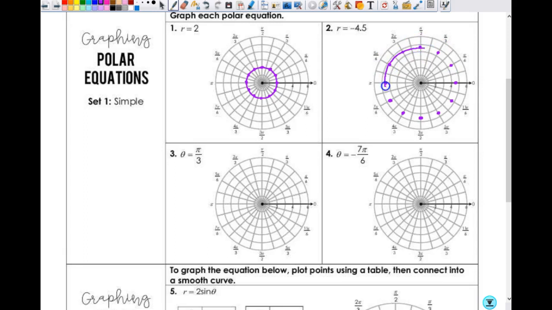So just think about what it means when we say that r equals negative 4.5. This means that's what the radius is no matter what. Nothing else is affecting it. You get a circle that looks like that. Everybody okay with that?